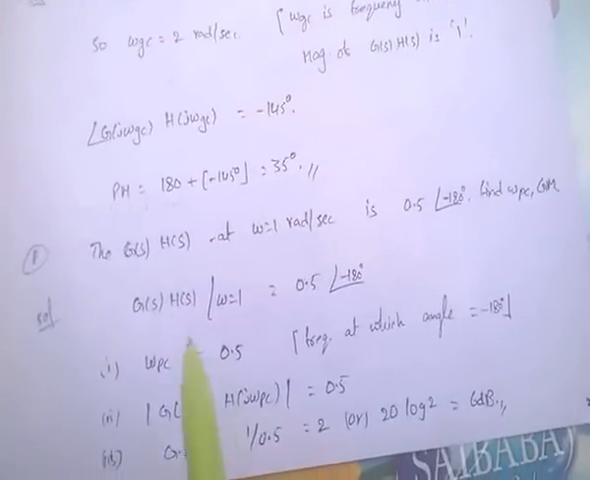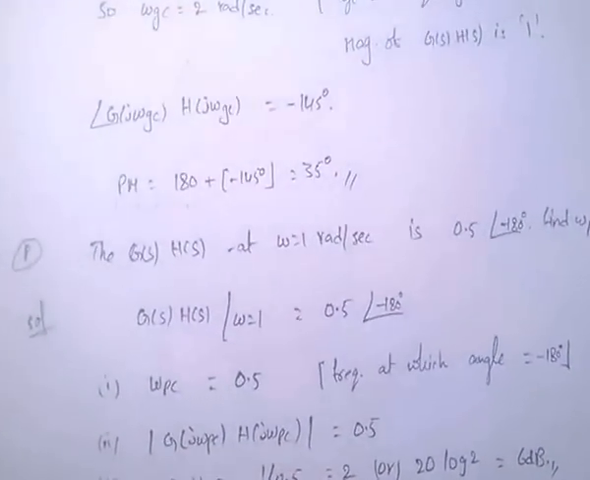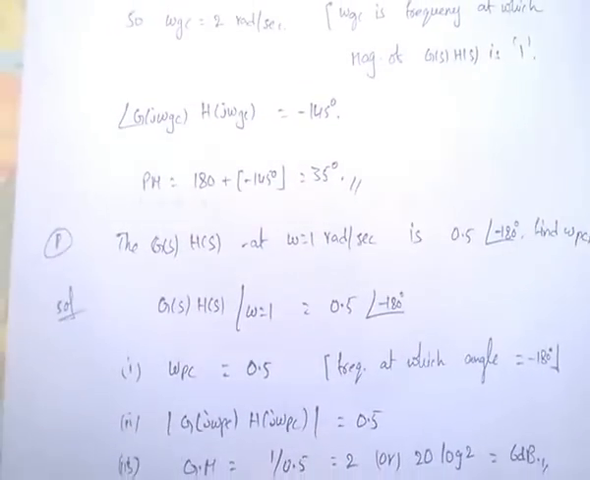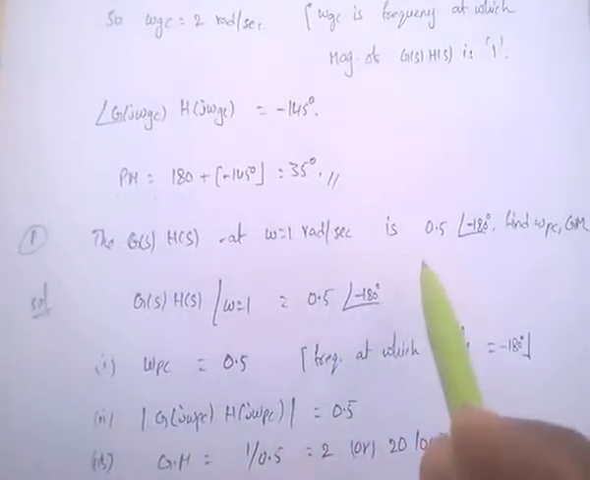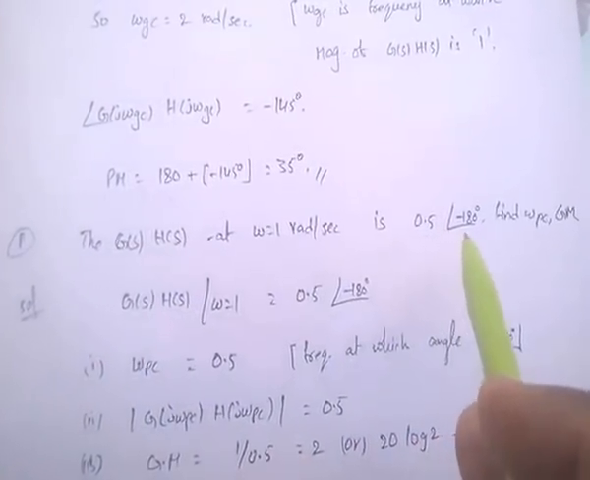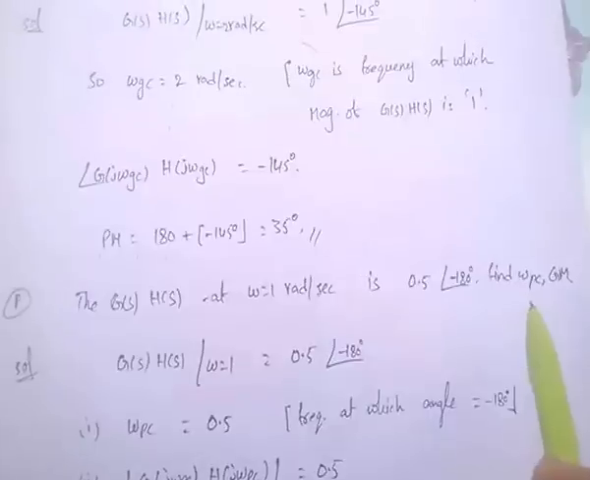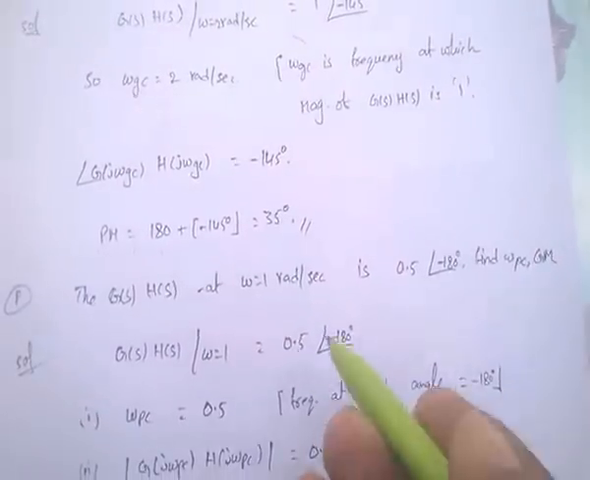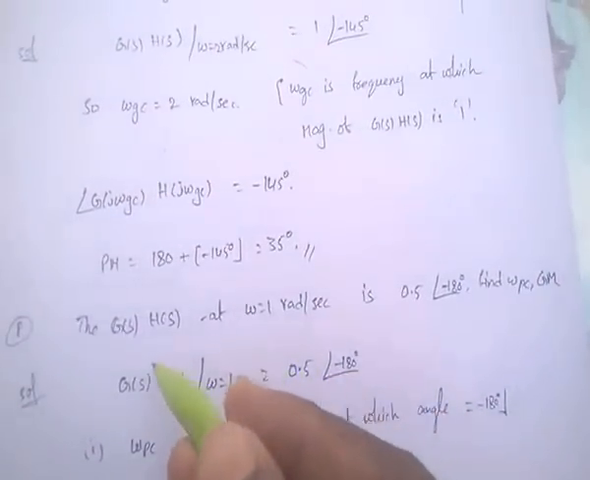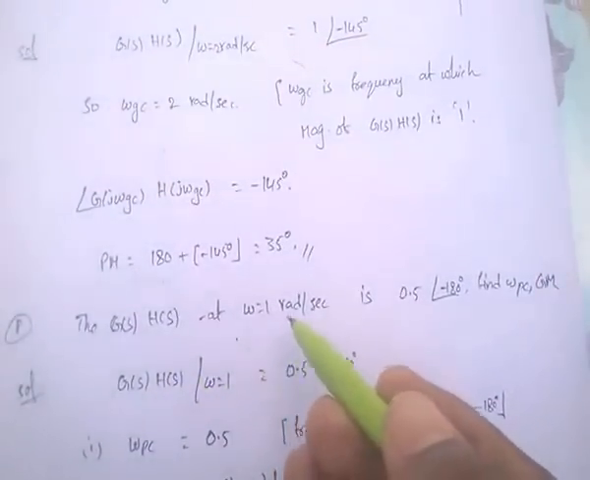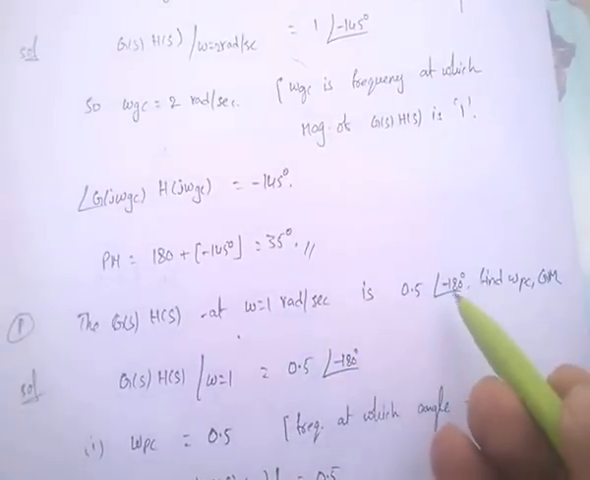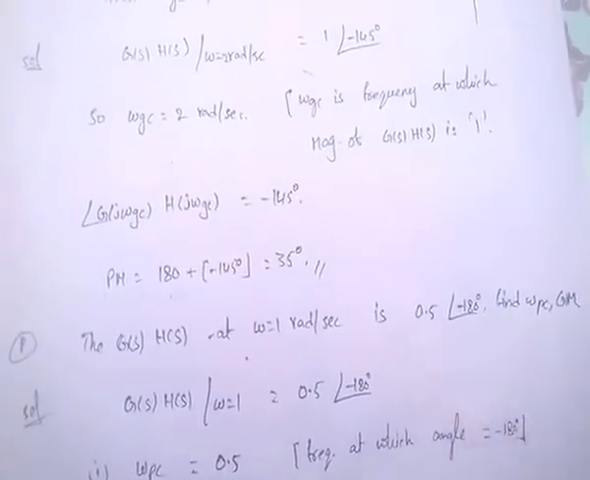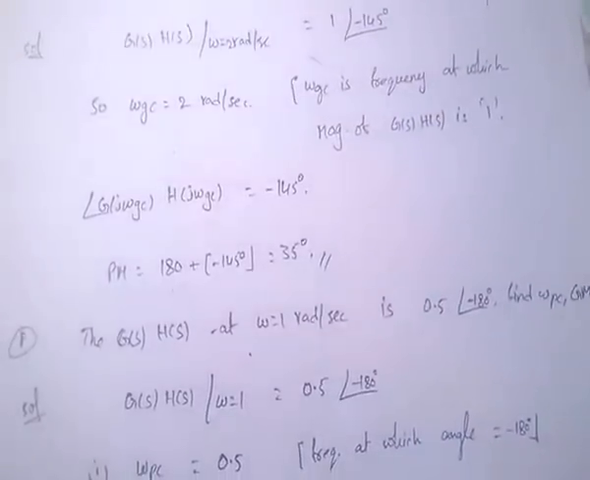And next problem, he has given G(s)H(s) at omega equal to 1 radian per second is 0.5 at an angle minus 180 degrees. Find omega pc and gain margin. G(s)H(s) at omega equal to 1 radian per second is 0.5 at an angle minus 180 degrees. Find the phase crossover frequency and gain margin.